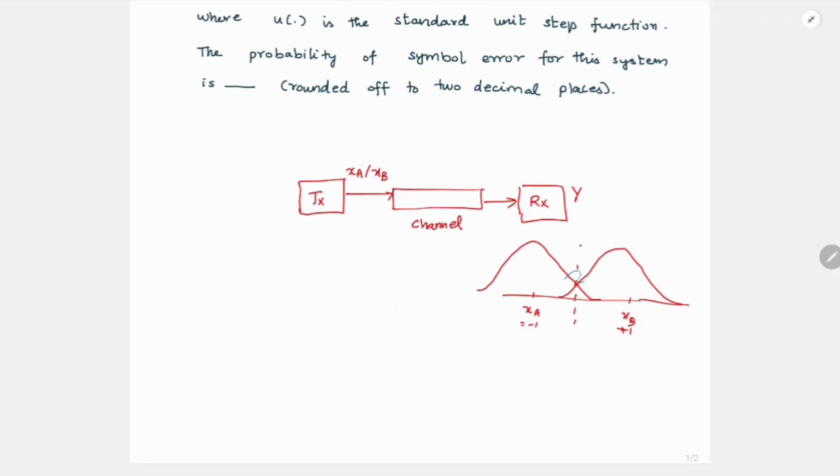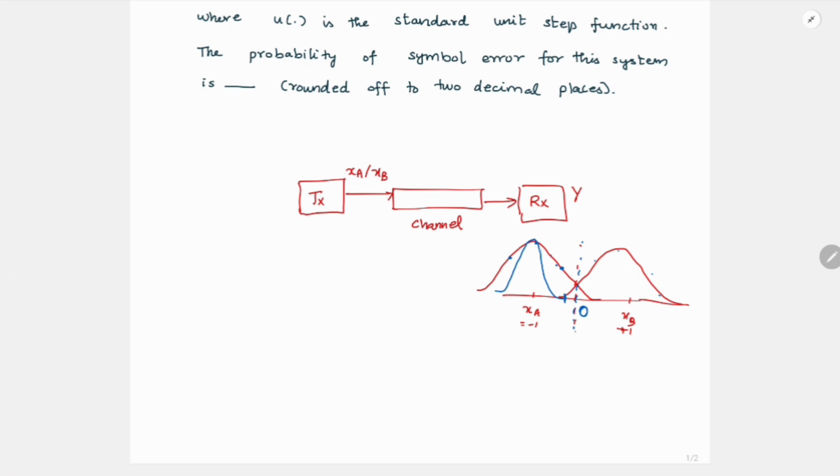Now the points we receive can lie anywhere in this region. Based on whatever we received, we need to guess whether it is XA or XB. One straightforward way of doing it is to take the center point. Minus 1 plus 1 is 0. So if I get data less than 0, I will classify it as minus 1. If it is greater than 0, I will classify it as plus 1. That is one possible way. This is because both are symmetric. Suppose there is an asymmetry like this, then depending on that, I will keep shifting my thresholds. That is what is usually done.